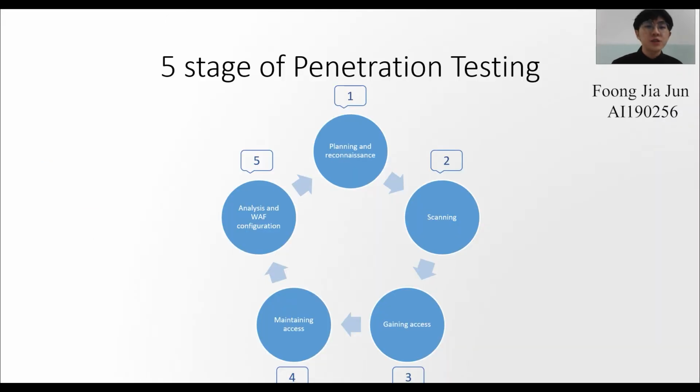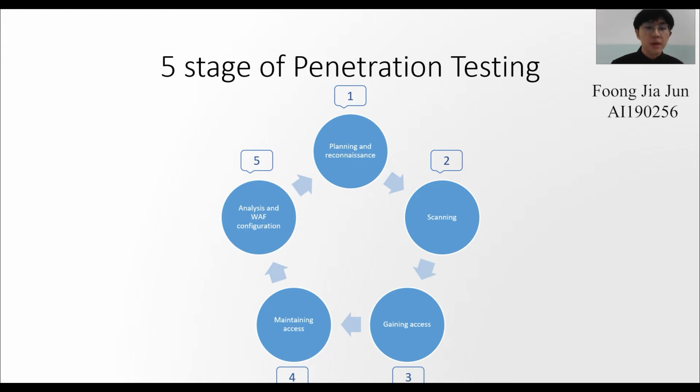And there are five stages of penetration testing. The first stage is planning and reconnaissance, where test goals are defined and intelligence is gathered. The second stage is scanning, where scanning tools are used to understand how a target responds to intrusions. The third stage is gaining access, where web application attacks are staged to uncover a target's vulnerabilities.